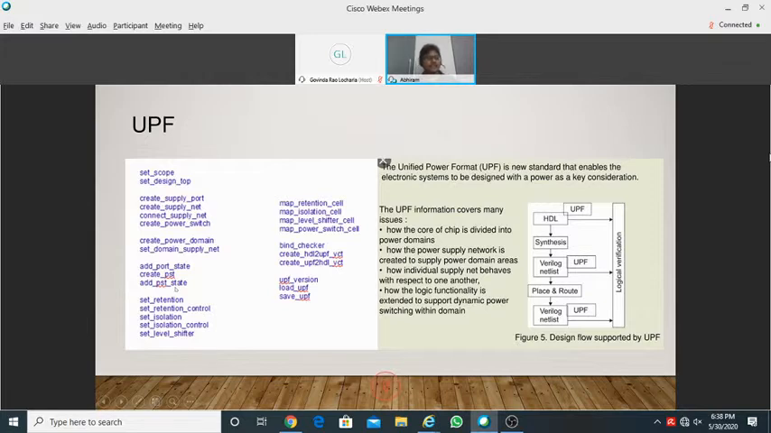So it's a power transition state. And if you have a retention cell, you can make it as a set retention. And if you have an isolation cell, set isolation, you can describe all of those. And most of these things, if you see, the UPF goes through the synthesis flow, place and route flow, all other flows it goes through.